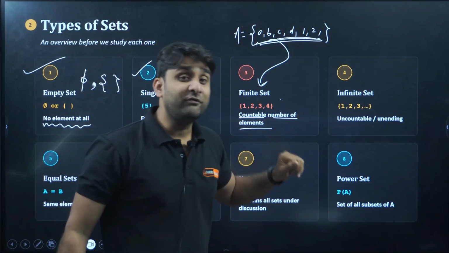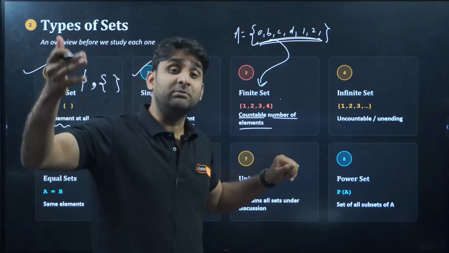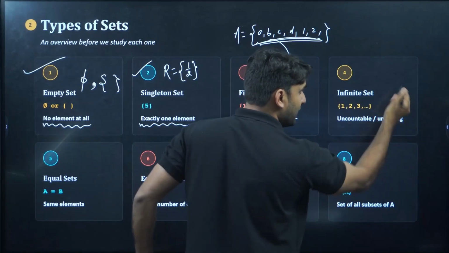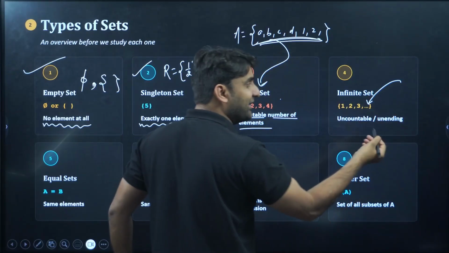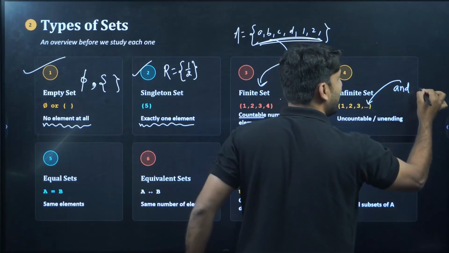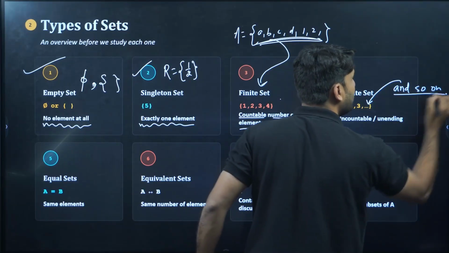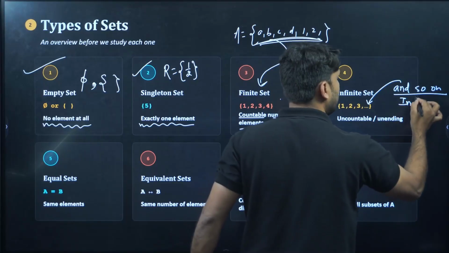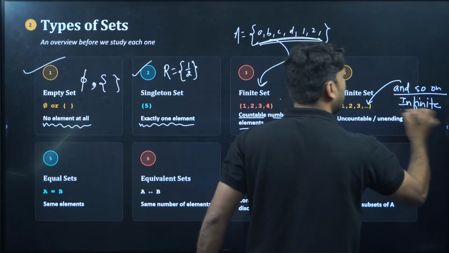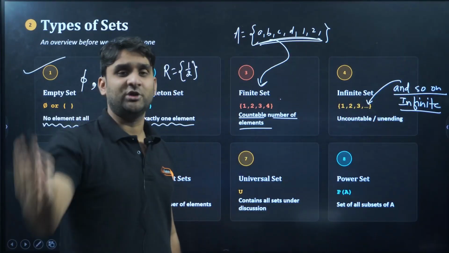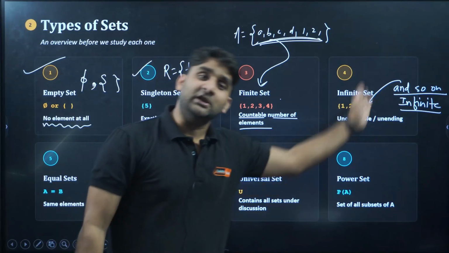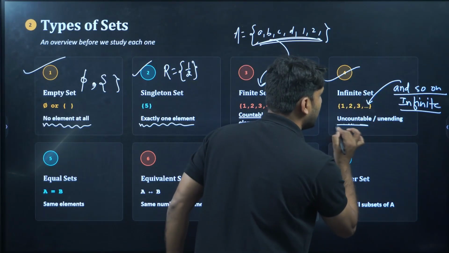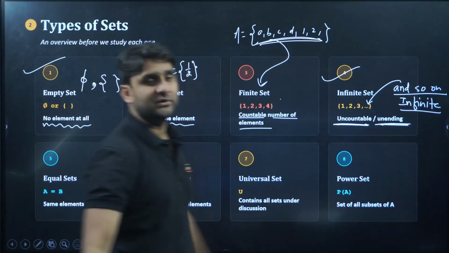But if the number of elements is uncountable, infinite, then at the end 3 dots will be there. And these dots indicate, we say, and so on. And so on means it is continuously going. Infinite. We don't know what the last element will be, because the set still continues. Such a set is called an infinite set. So an infinite set means uncountable, unending. There will be no end.